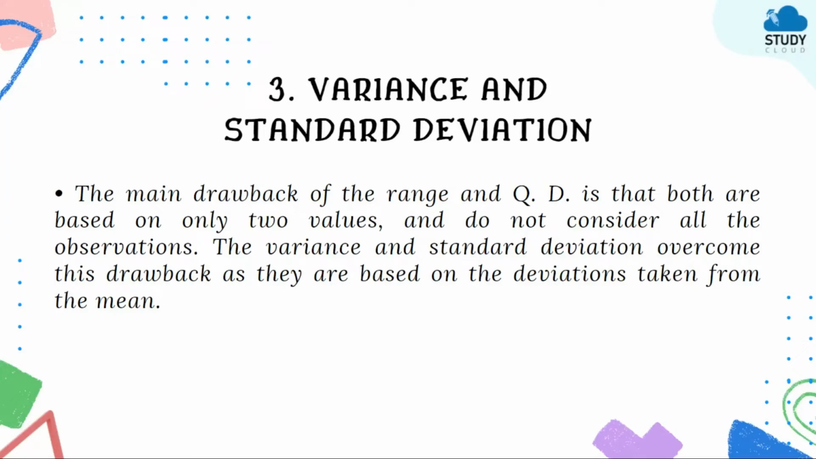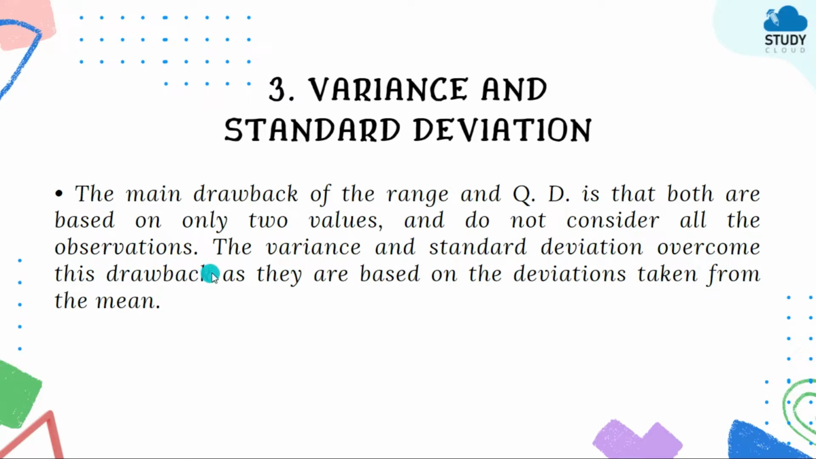Variance and standard deviation. The main drawback of the range and quartile deviation is that both are based on only two values and do not consider all the observations. This we have seen in the previous slides also, how range and quartile deviation were comparing two values only. They were not taking the entire set of data into consideration. So here, to overcome this limitation, we will use variance and standard deviation.